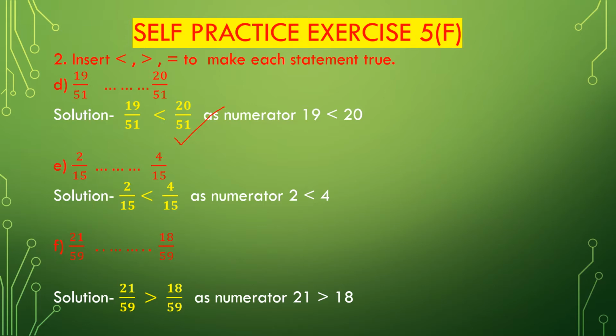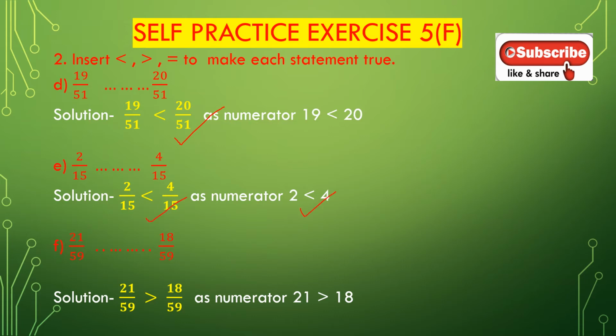E. 2 divided by 15 dash 4 divided by 15. Here numerator 2 is less than the numerator 4. So 2 divided by 15 is less than 4 divided by 15. F. 21 divided by 59 dash 18 divided by 59. Here numerator 21 is greater than the numerator 18 of the second fraction. So 21 divided by 59 is greater than 18 divided by 59.